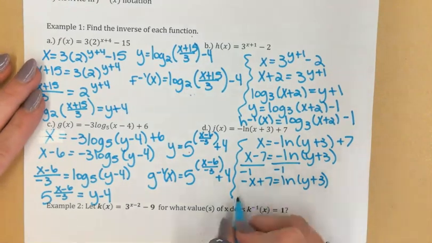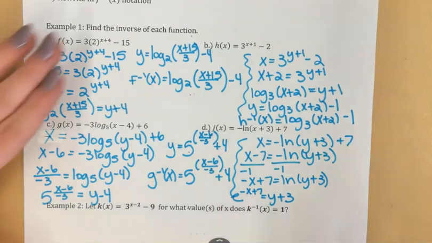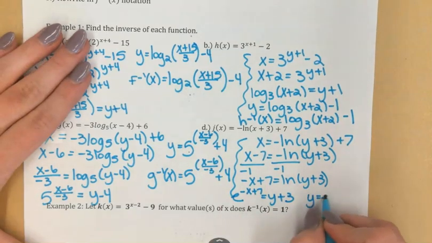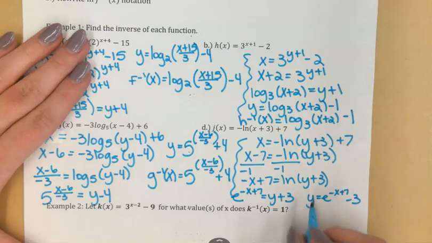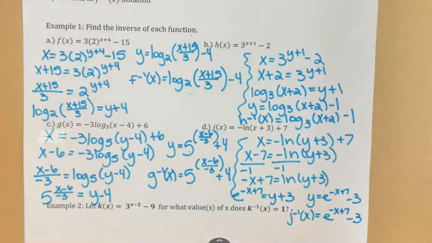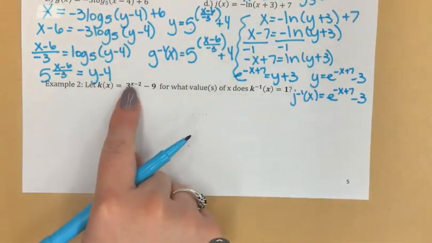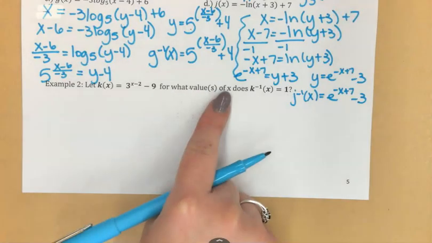The base for natural log is e, so this is e to the negative x plus 7 power equals y plus 3. My last step is going to be to subtract that 3 there. And in function notation, j to the negative 1 of x equals e to the negative x plus 7 minus 3.